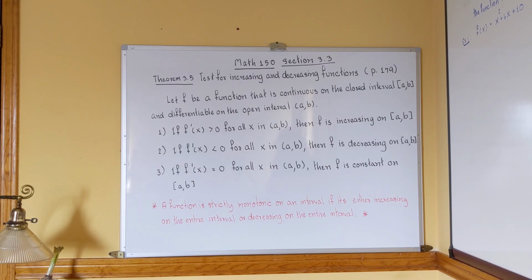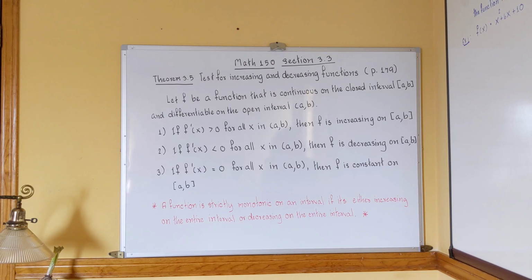First of all, I want to go over Theorem 3.5, which says: let f be a function that is continuous on the closed interval [a, b] and differentiable on the open interval (a, b). If f prime of x is greater than 0 for all x in the open interval (a, b), then f is increasing. The second case, if the first derivative is less than 0, then it's decreasing. The third case is if the derivative is equal to 0, then it's constant.